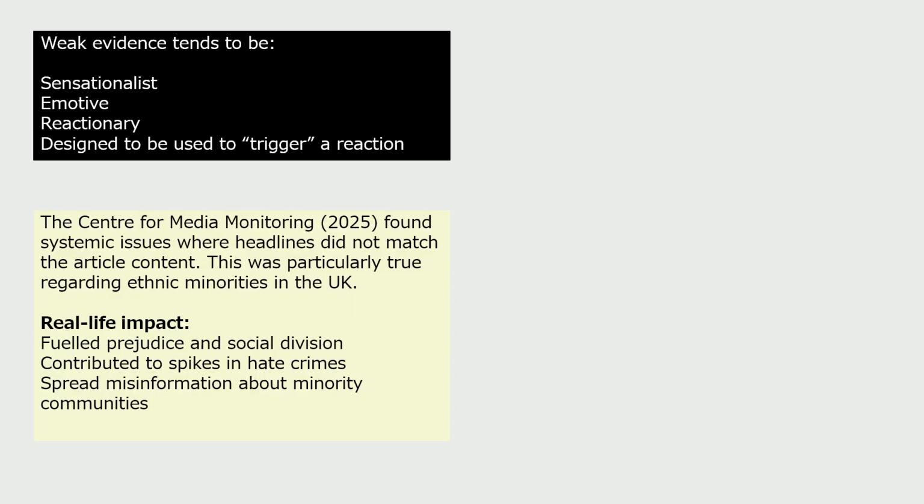The Centre for Media Monitoring in 2025 found systemic issues where headlines did not match the article content, and this was particularly true regarding ethnic minorities in the UK. As a result of this, there was more prejudice and social division. There was a contribution towards hate crime, and misinformation about minority communities was spread.